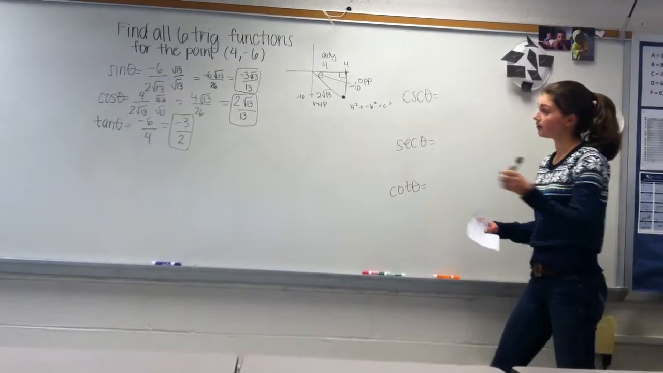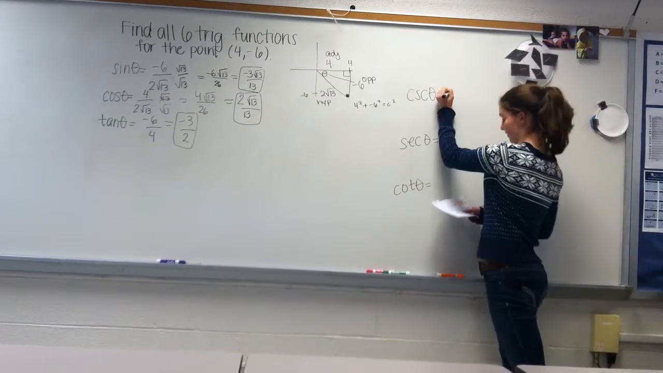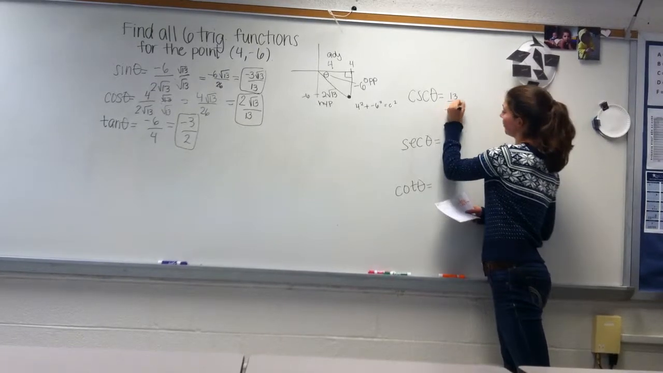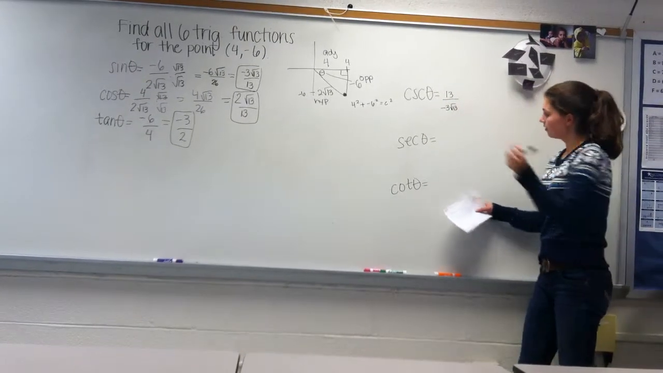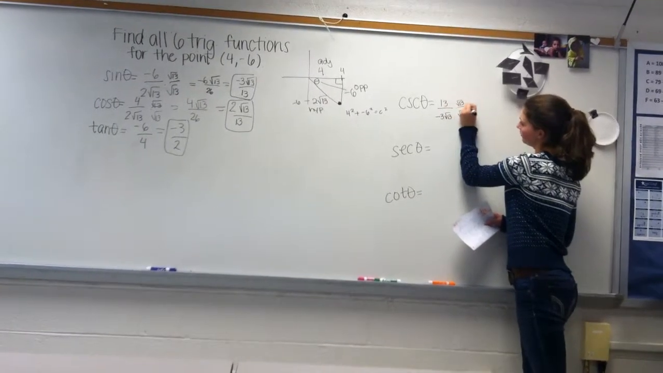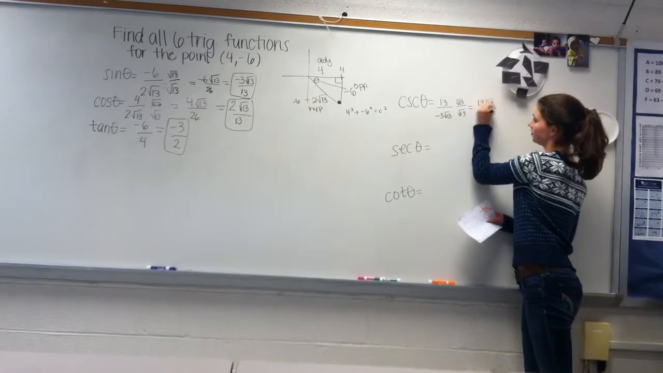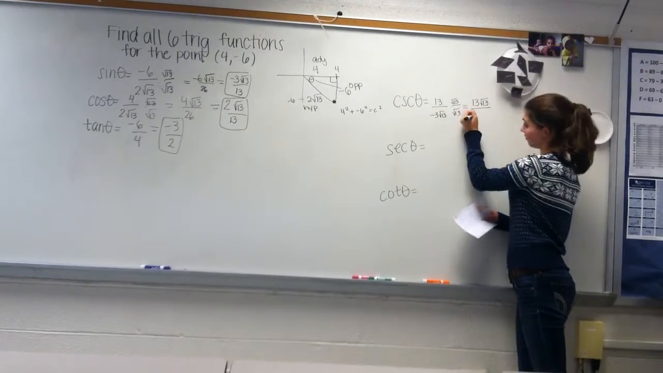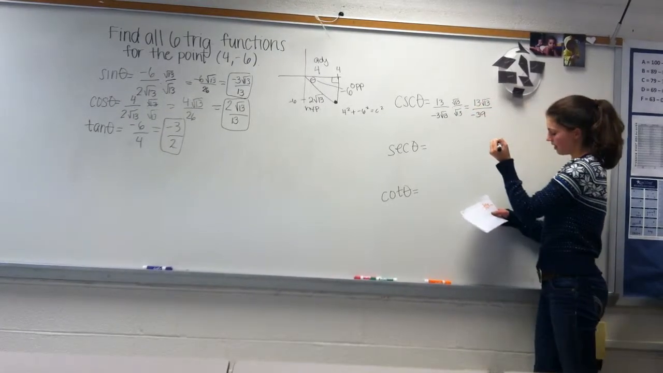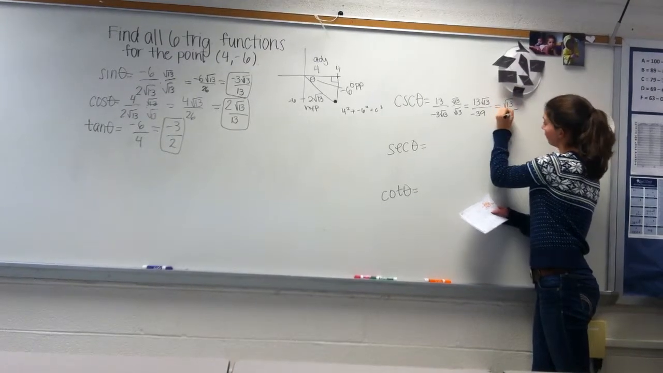To find cosecant, we'll do the flipped version of sine. So we'll do 13 over -3 times the square root of 13. You have to rationalize to get rid of your square root, and you'll get 13 times the square root of 13 over -3 times 13, which gives us -39, and that simplifies to the square root of 13 over -3.